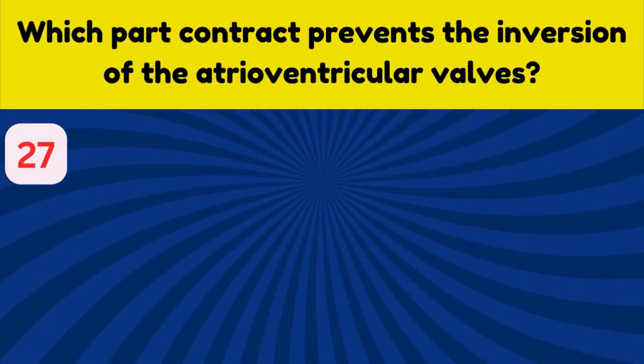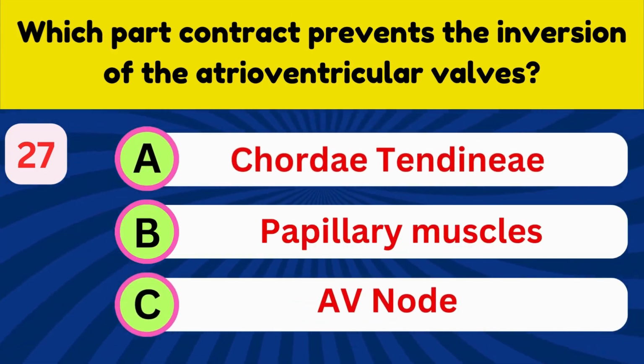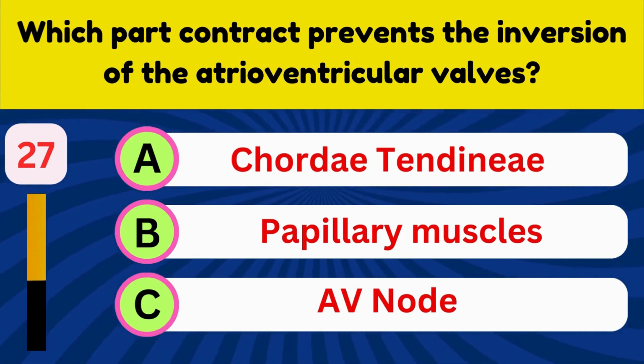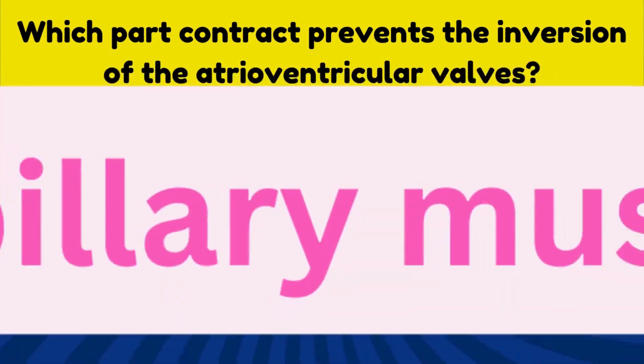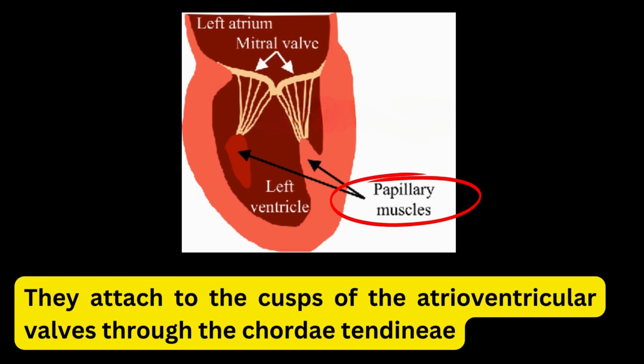Which part contracts to prevent the inversion of the atrioventricular valves? Papillary muscles. They attach to the cusps of the atrioventricular valves through the chordae tendineae.